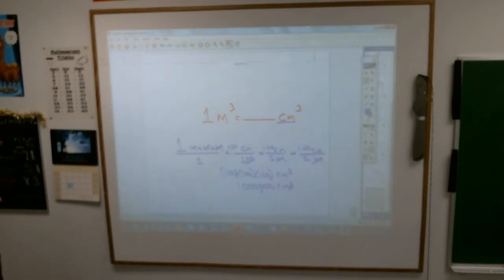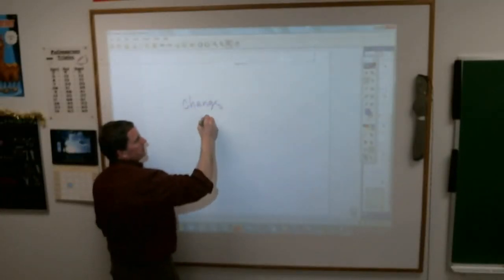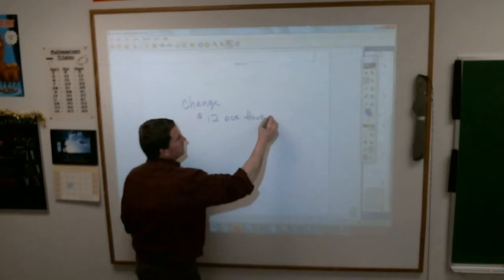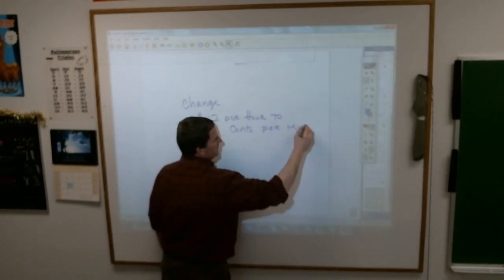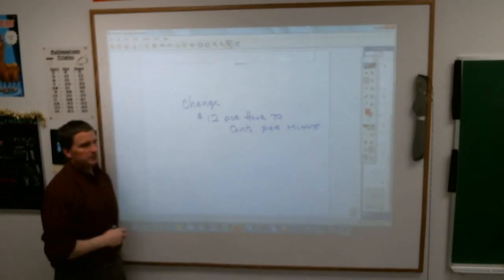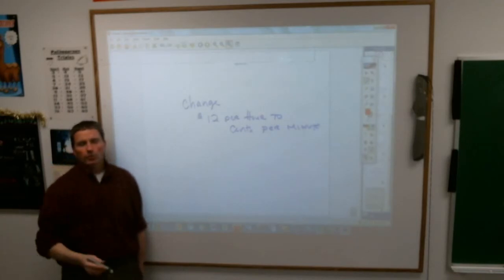Now, in addition to that, we have to be able to do this. Check this out. Here's where life gets fun and exciting. Change $12 per hour to cents per minute. Anybody care to make an observation there? How is this different than things we've done before? Sammy? Normally we only change one thing. This one asks us to change two.